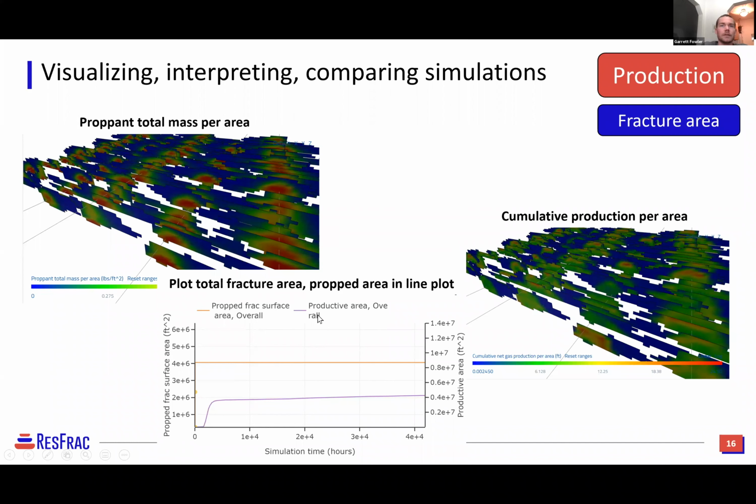And so you may ask, what is total productive area? Well, you can see it actually grows through time. And so that is the portion of the fractures that actually contribute production that gets into the wellbore. And so as that pressure gradient extends farther and farther into the fracture through time, you do expect a slight increase in your productive area.